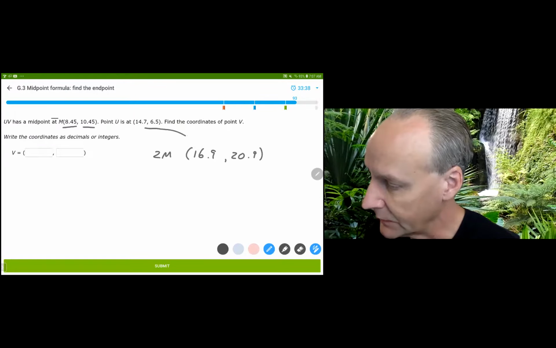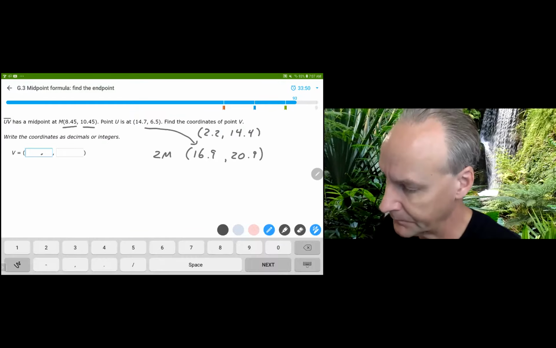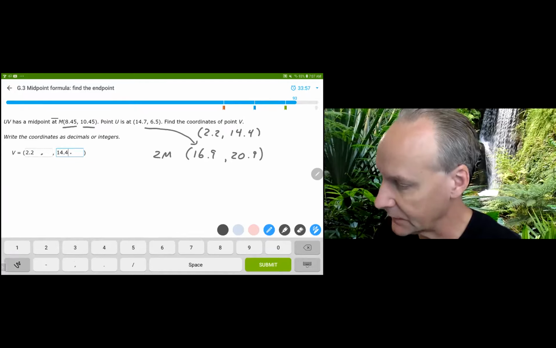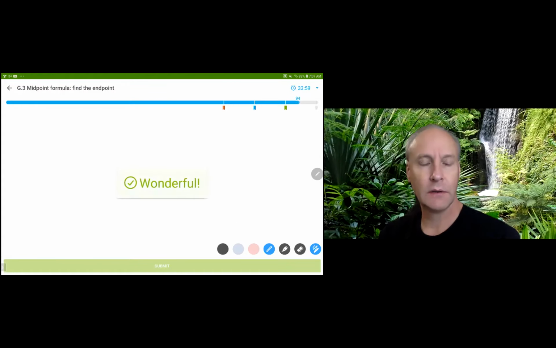And to get from here to here, I need to add 2.2. And to get to 6.5 to 20.9, I need to add 14.4. I think these are right. Feel good. They won't if I hear the bleep that I missed it. There we go.